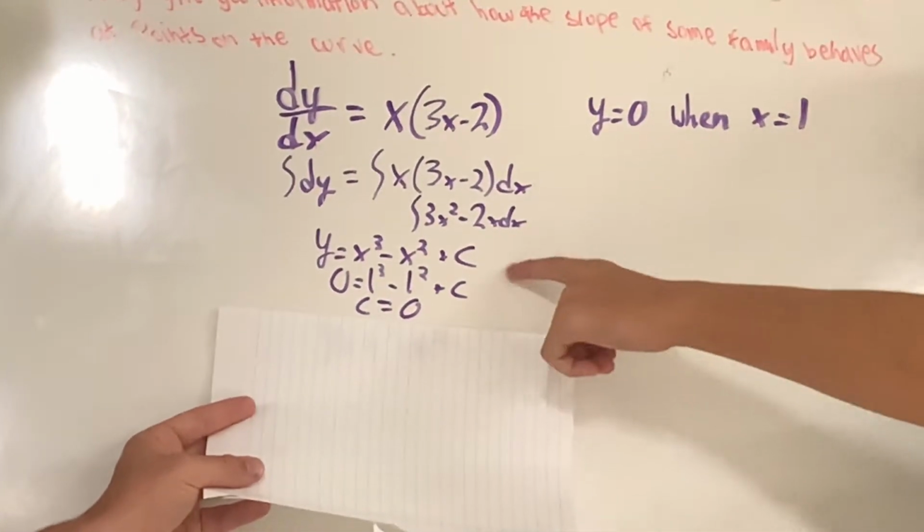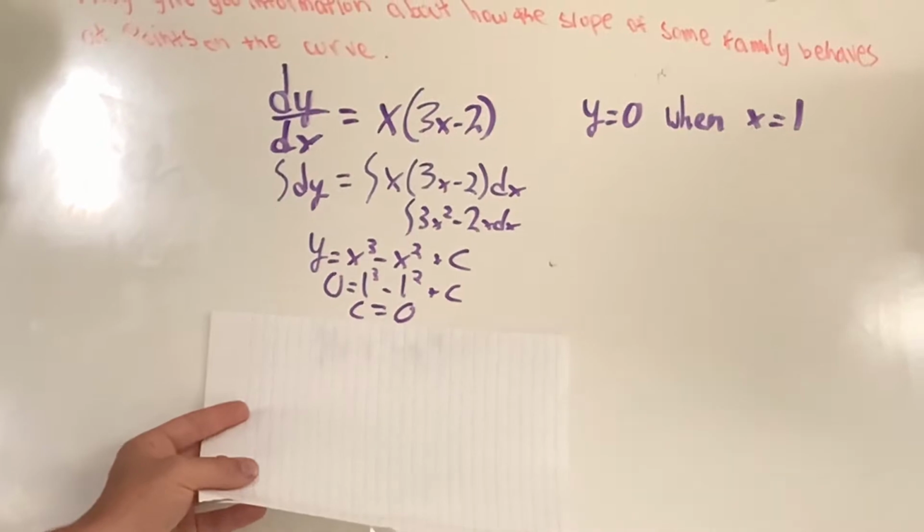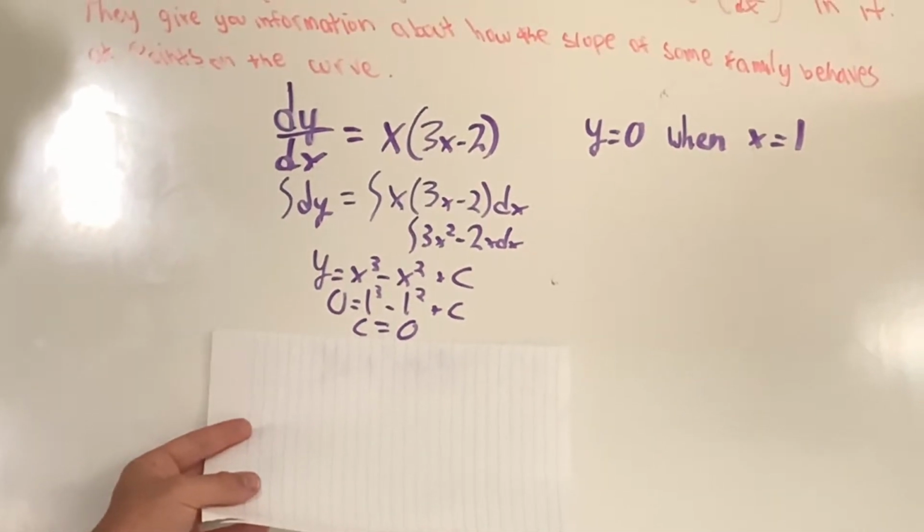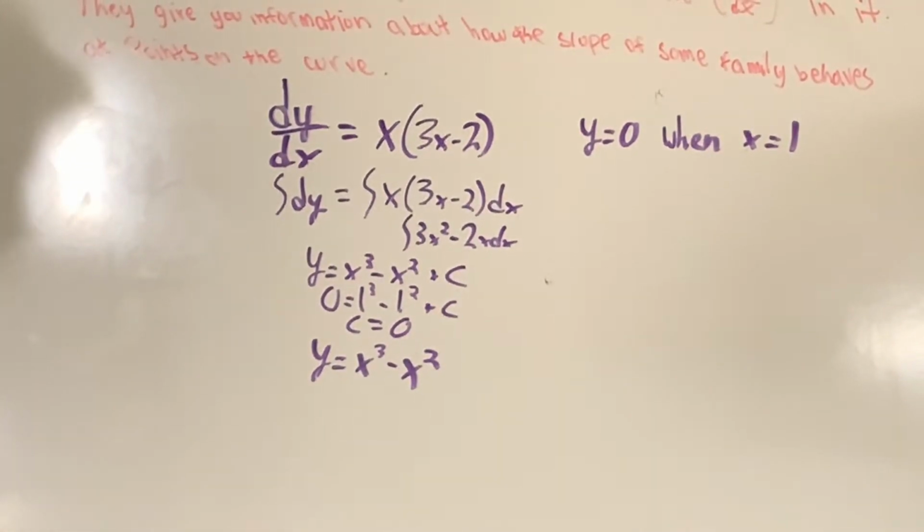So now you know c equals 0, so you don't have to put anything in your final equation. It's just y equals x cubed minus x squared.